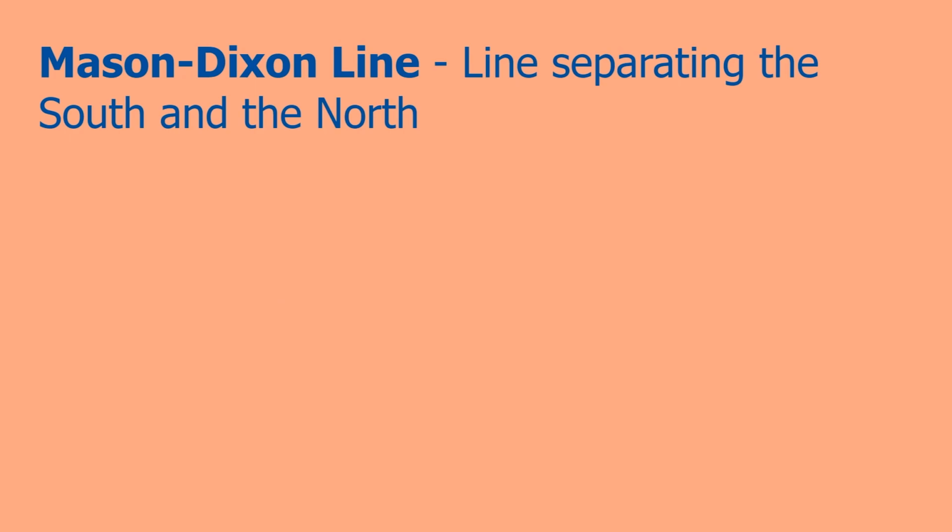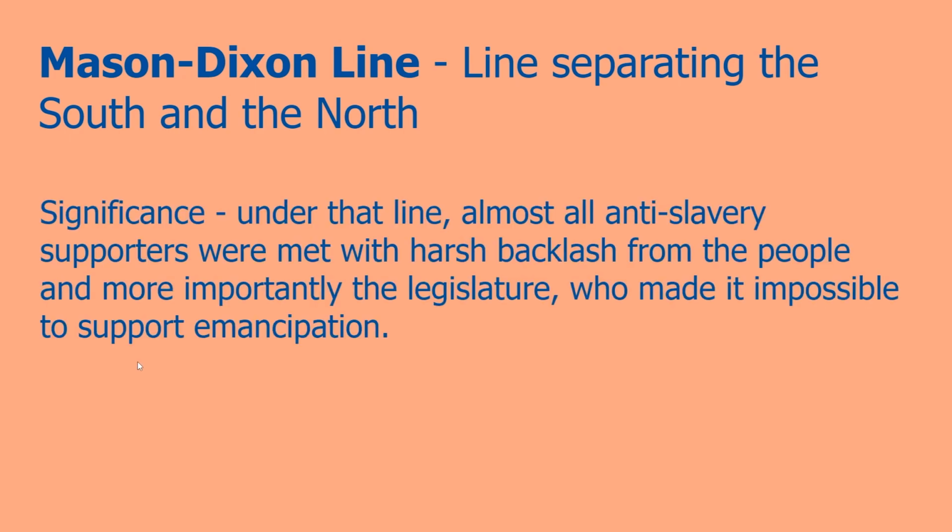Mason-Dixon line separating the South and the North. Under that line, almost all anti-slavery supporters were met with harsh backlash from the people and, more importantly, the legislature, who made it impossible to support emancipation.